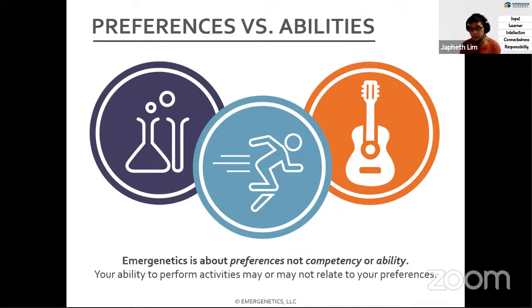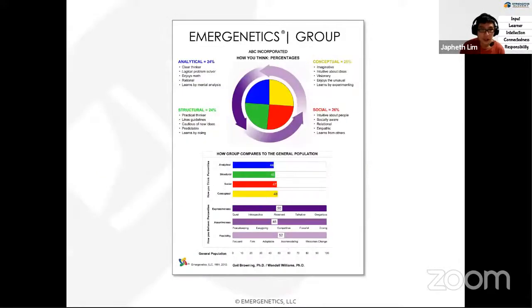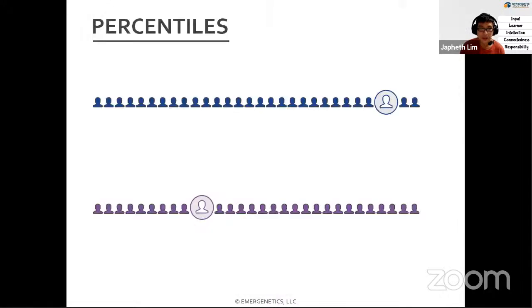Just one last thing before I stop: Emergenetics is about preference and not really about competence or ability. So like what we always mention, you can perform it, but it's just whether you like it or not, or whether you prefer it, right? And that affects the amount of energy that you exert to do this activity. Okay, so that is a typical.